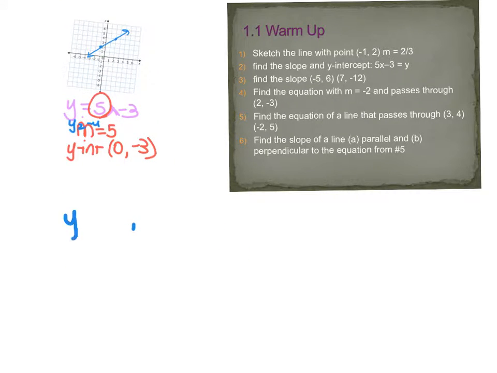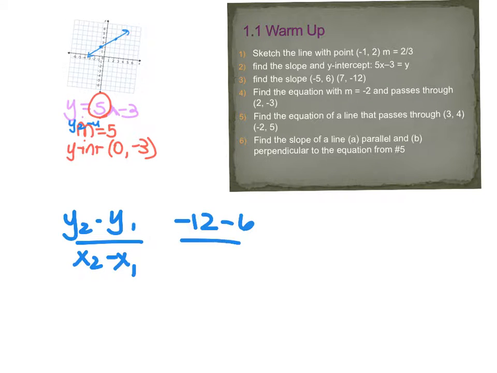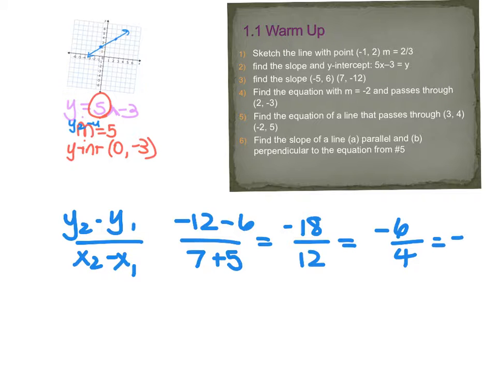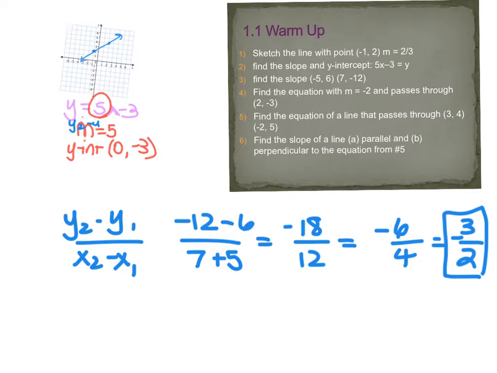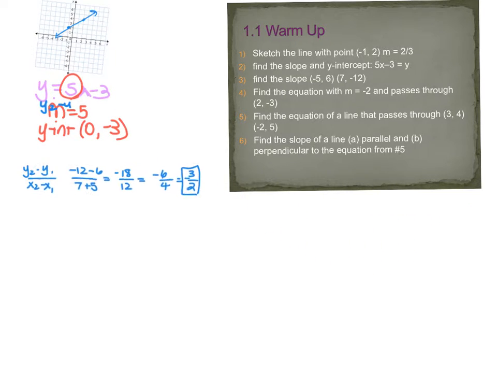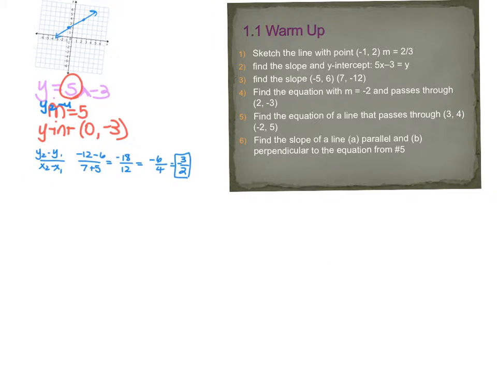Slope is y2 minus y1 over x2 minus x1. Easy mistake made is just flipping those, so make sure you put the y's in the top. So -12 minus 6 over 7 minus a -5 becomes +5. I get -18 over 12, and then you want to make sure you reduce this. So 3 goes into both those: -6 over 4, go further, -3 halves. So slope is as reduced as it can be.